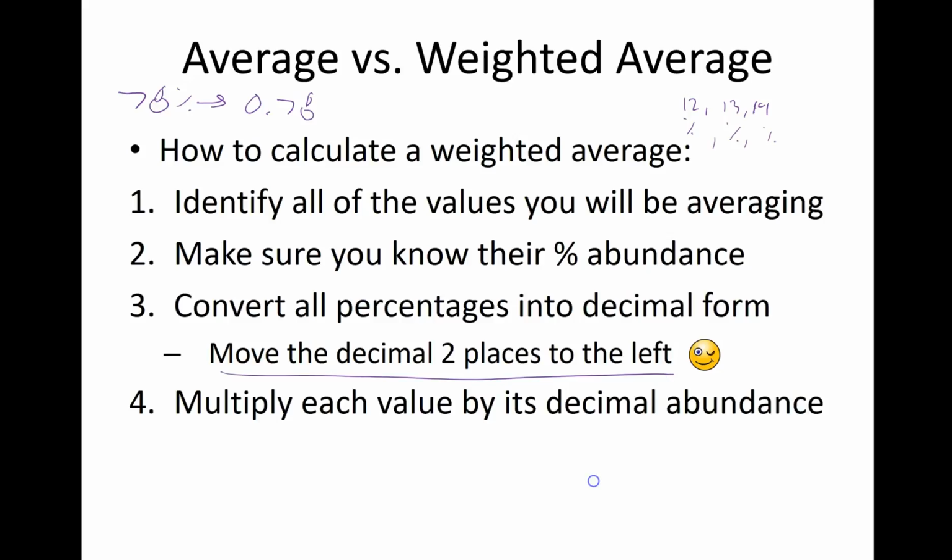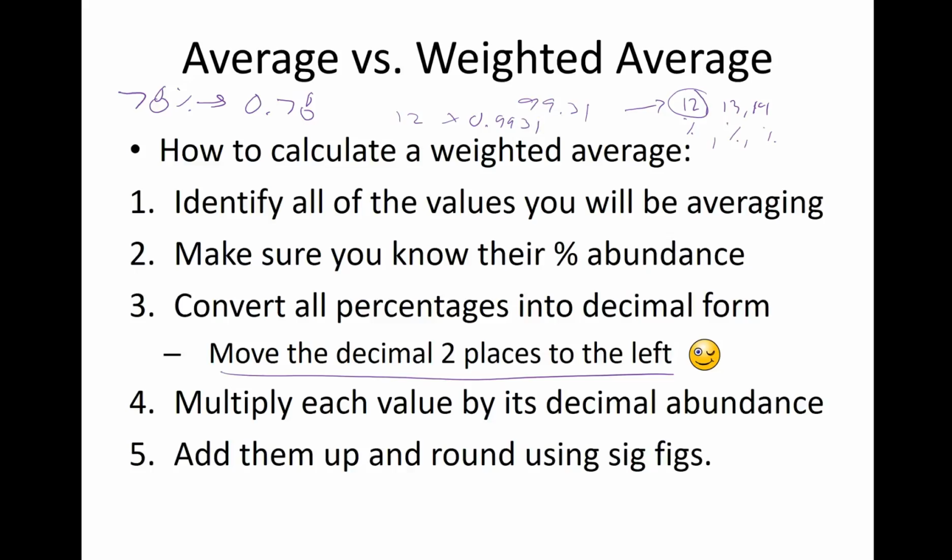All right. Then, step 4, multiply each value by its decimal abundance. So again, we'll put this in context in just a second. Whatever value we have, so 12, I'm going to multiply by the decimal version of its percent. So if 12 was 99.31% or something like that, I would go 12 times 0.9931. Okay? And then step 5 is add them up and then round using sig figs.